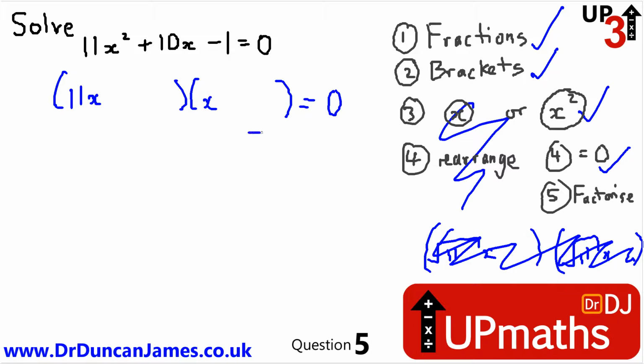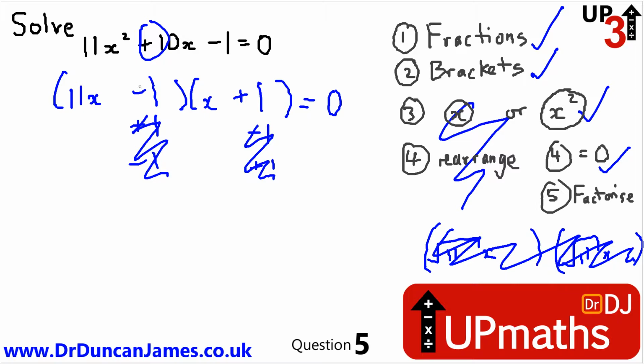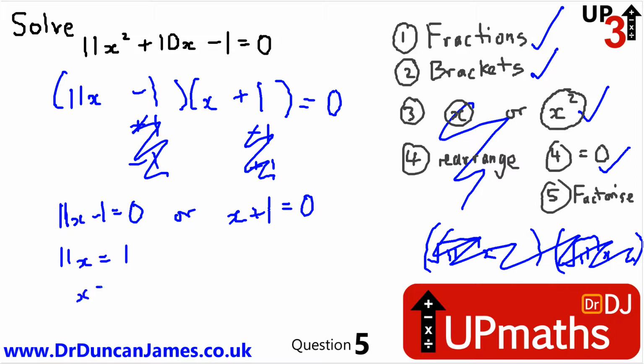Now I want to make minus 1, so it's going to be minus 1 and plus 1, or plus 1 and minus 1. So you could use trial and error. I personally spot this because I go, oh well, if it's plus 1 times 11, that makes plus 11, which means that the plus 11 is stronger than the minus 1, and that's why we end up with a plus there. Whatever works for you. So we've got 11x minus 1 equals 0, or x plus 1 equals 0, so we just rearrange, so 11x equals 1, so x equals 1 over 11, or x equals minus 1. There's the two answers.